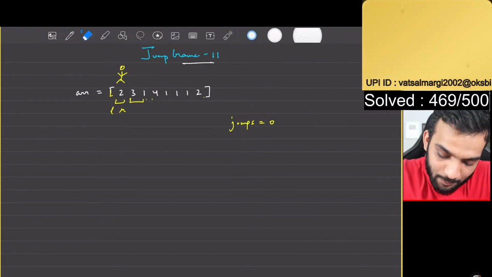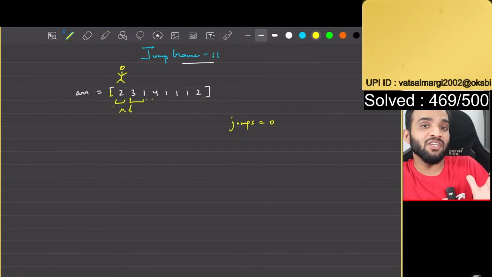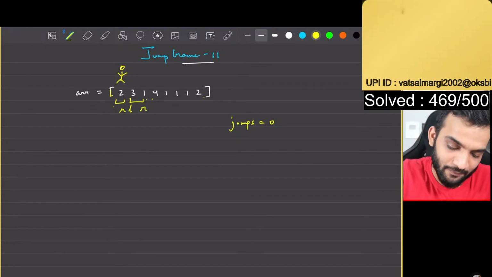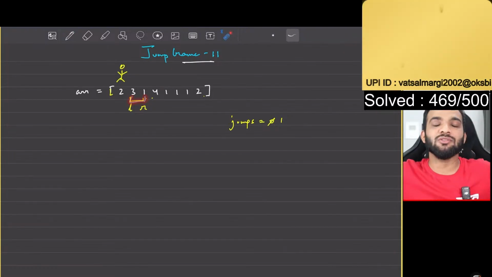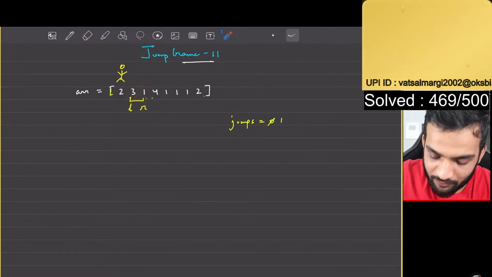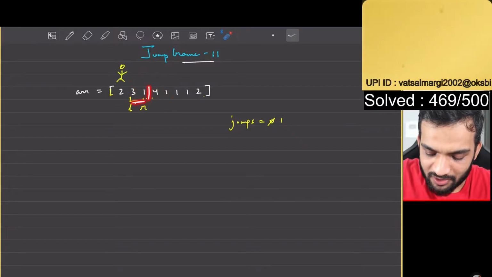So where will L go? Please focus. L will go 1 place ahead of R. Where will R go? To the farthest that I can jump. Perfect. And with this jump, what will be the value of jumps? 1. So if I take 1 jump, I will reach this range. Done and dusted. What is the next one? For this 3, the farthest I can go is this much. For this one, the farthest I can go is this much. So from this range, the farthest I can go is till here.